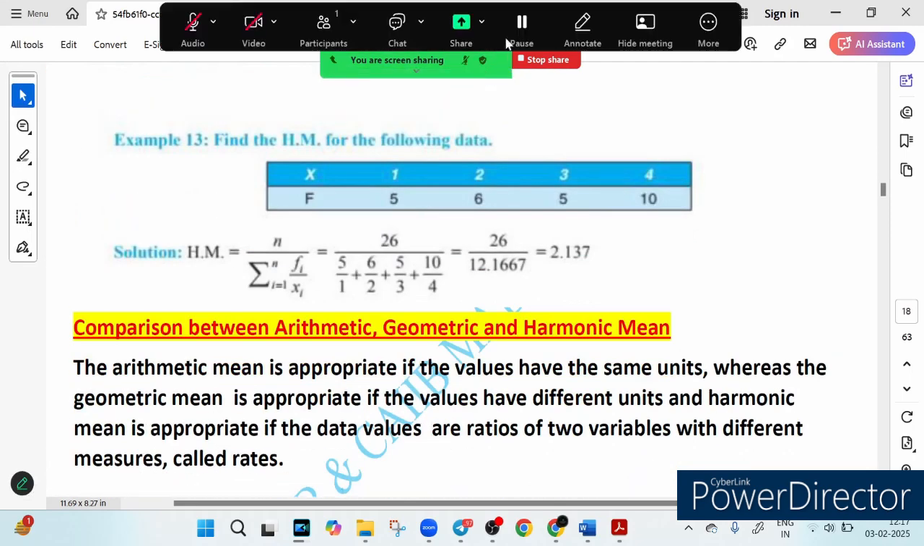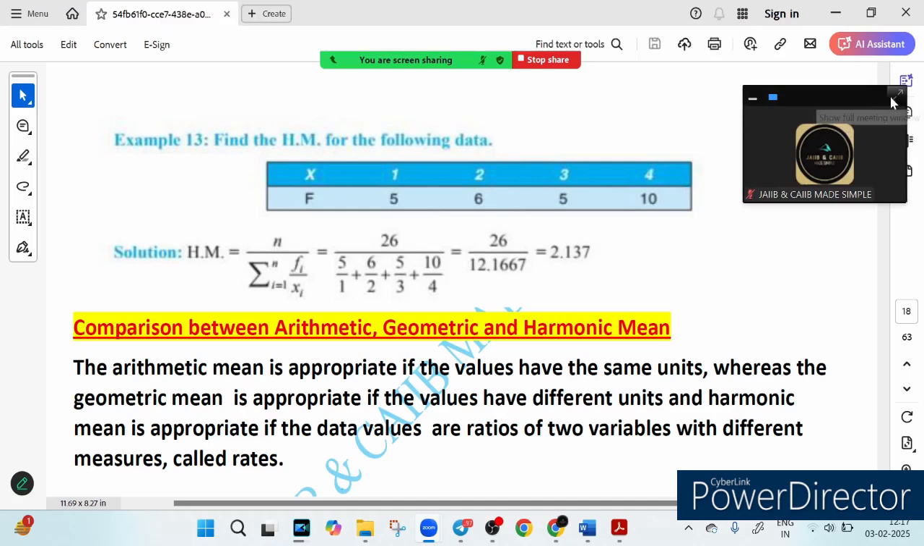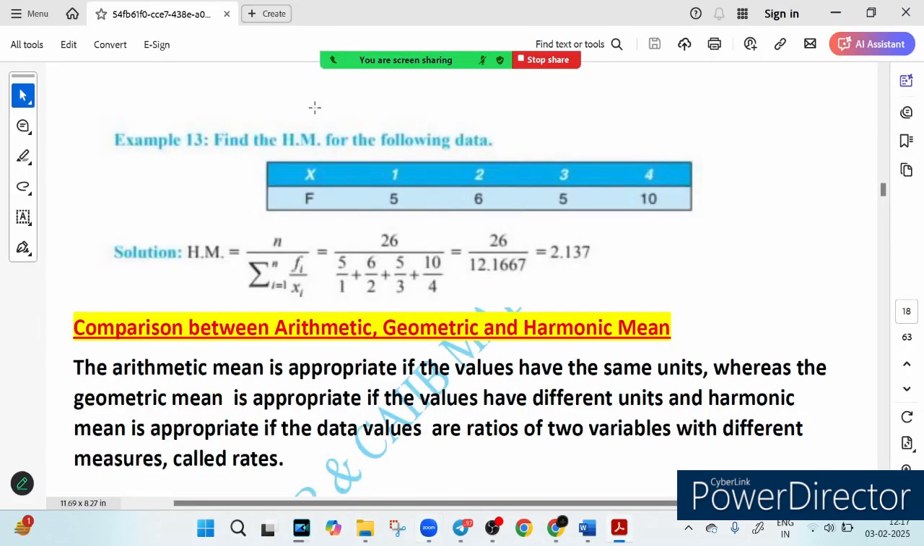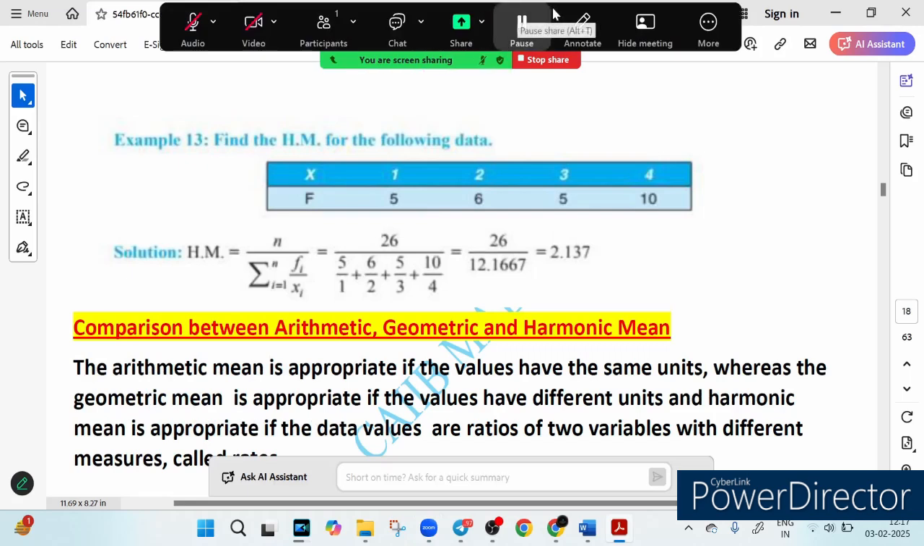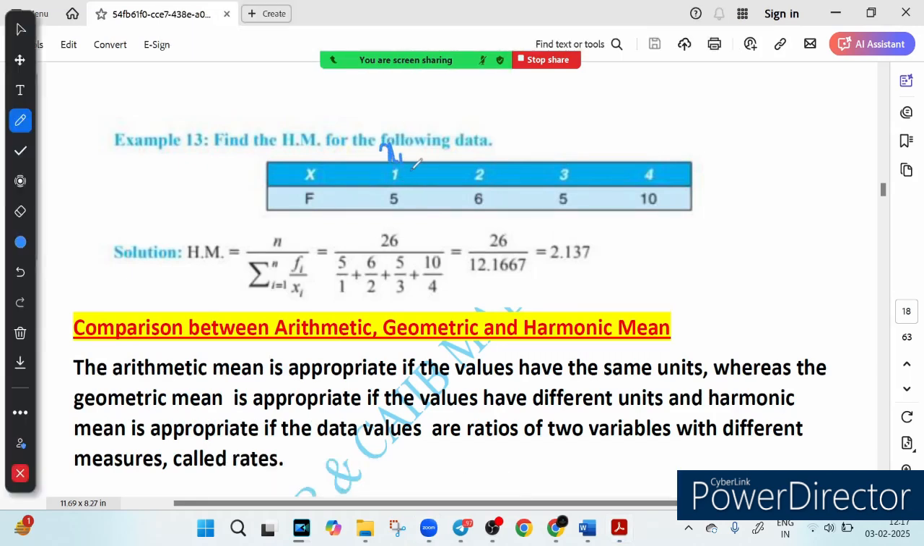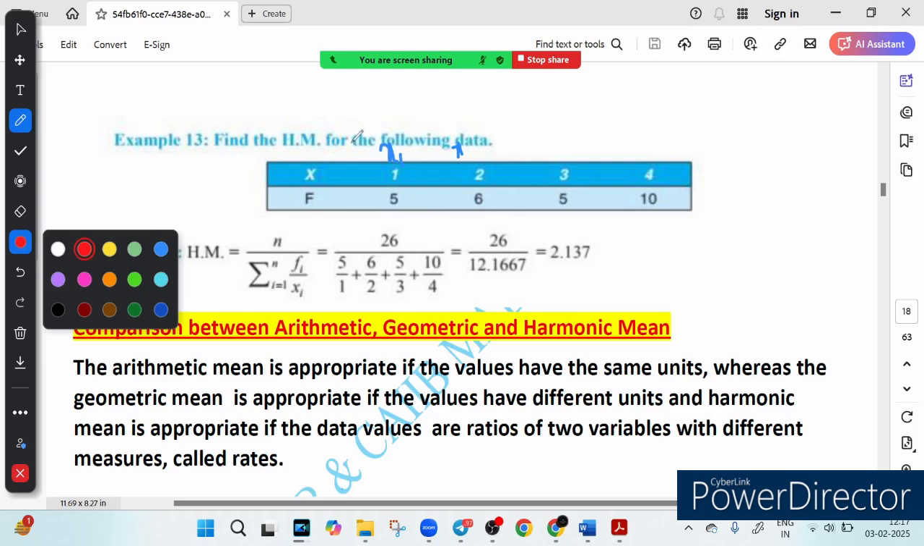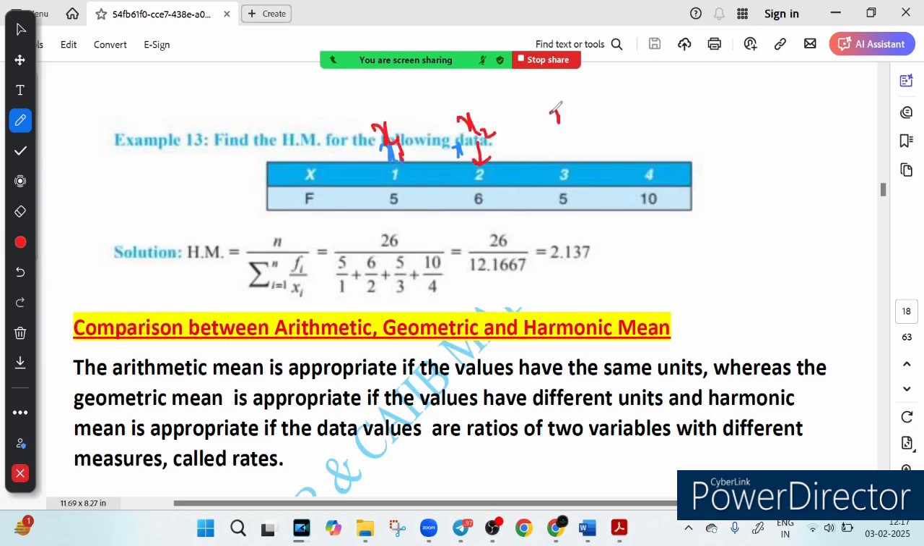So here it is. You can see this is a case of grouped data. So for these, the xi values: x1 is 1, x2 is 2, x3 is 3, x4 is 4, f1 is 5, f2 is 6, f3 is 5, f4 is 10. So x1, f1, you know it very well. So let me show you what it is all about. First thing first is to find the n. The first thing you have to do is to find the value of n.